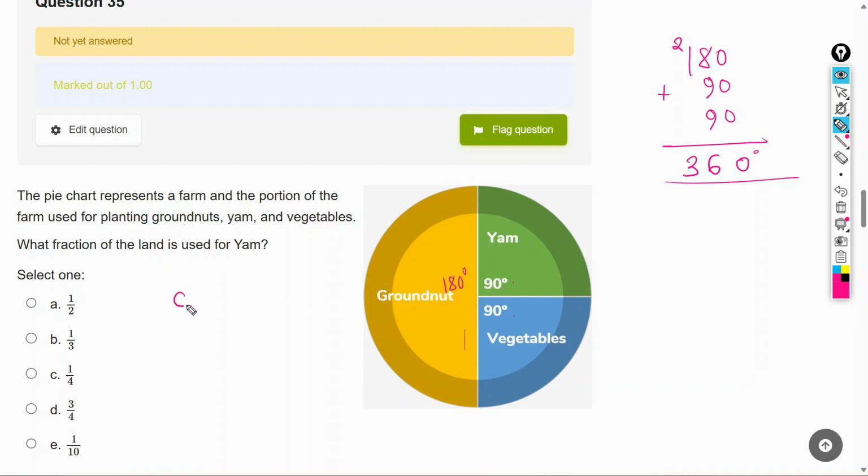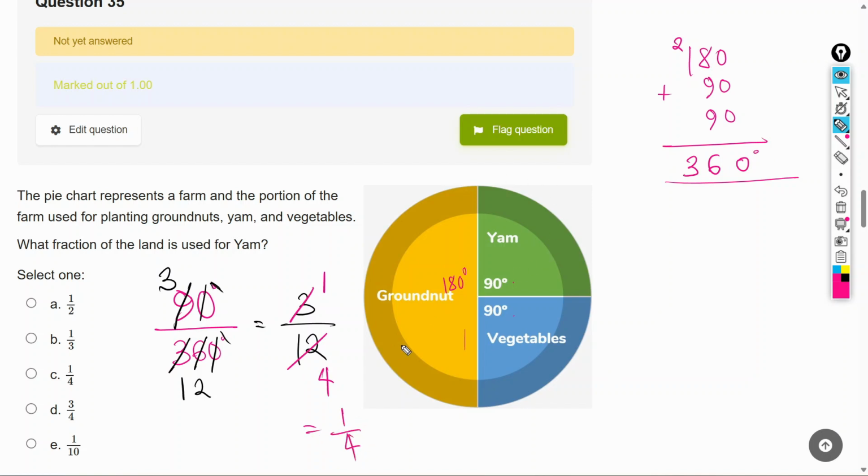So yam is 90 degrees out of 360 degrees. So we can cancel out our units. And we can cancel out our zeros, which is the same thing as dividing by 10. So we have 9 out of 36. We can divide by 3. 3 into 9 is 3. 3 into 3 is 1. 3 into 6 is 2. That's 3 out of 12. And then we can divide by 3. 3 here is 1. 3 into 12 is 4. So our answer is 1 out of 4, which is 1 quarter. You can easily see that here. 1 quarter. So 1 out of 4.